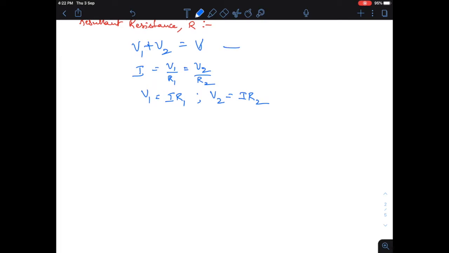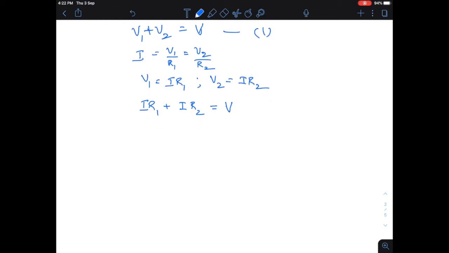Therefore, now let us put this as equation 1. So, I will substitute. IR1 plus IR2 is equal to V. Now, what is V? So I can write this as IR1 plus IR2 is equal to IR, since according to Ohm's law V is equal to IR. Here V is the total voltage, I the total current and R the total resistance.